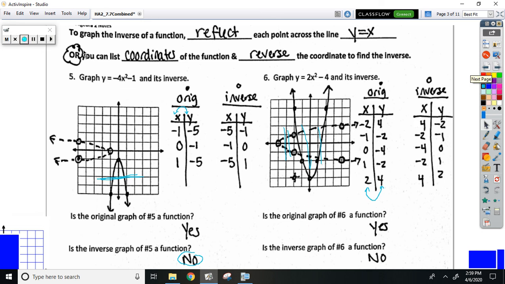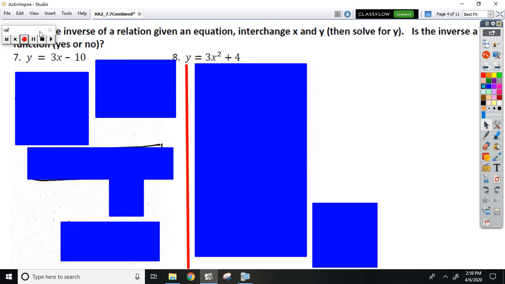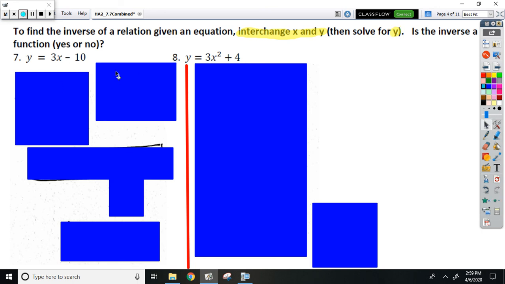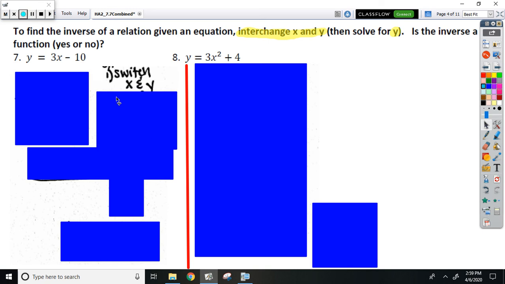All right, the next thing we're going to do is find the inverse without a graph, when we're just given an equation. So if we're just given an equation, what we're asked to do is to interchange or switch the x and the y variables. We will then solve it for y. So that's the very first thing we're going to do. We're going to, number 1, switch the x and the y. So we're going to change these variables and put them in opposite spots.